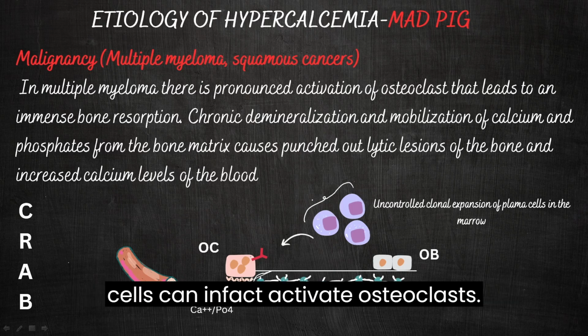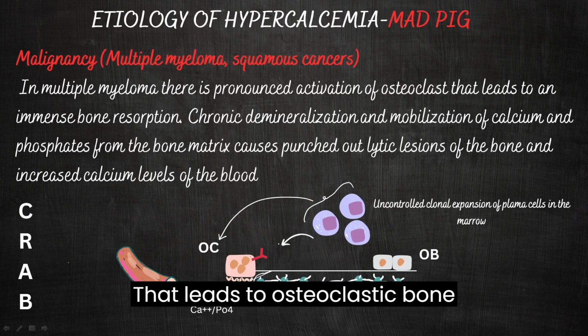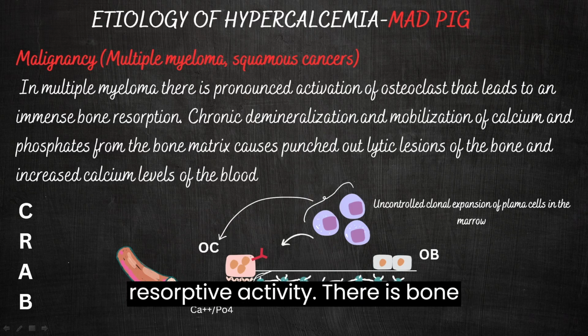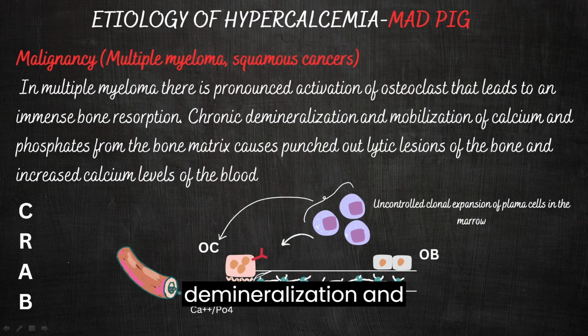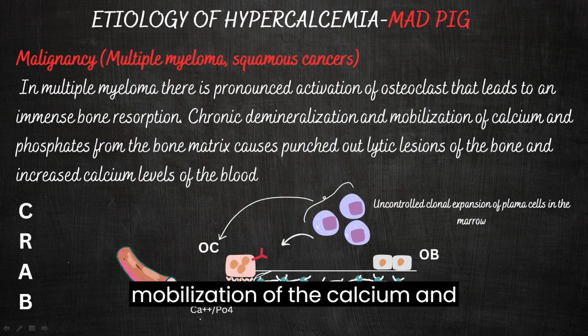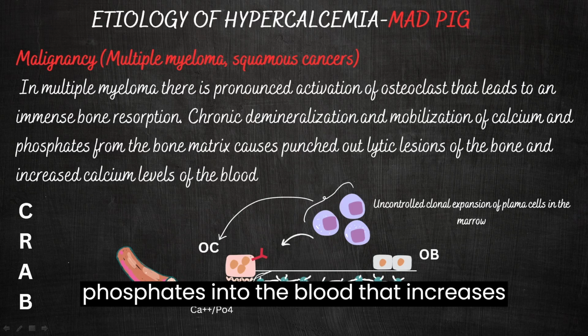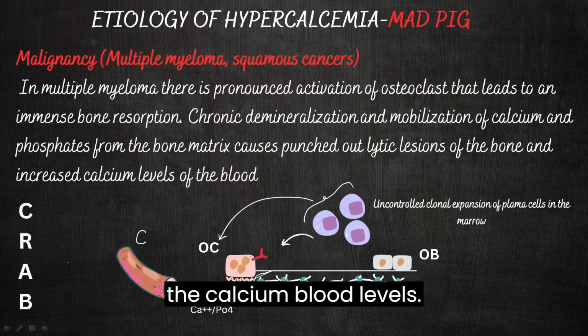These plasma cells can in fact activate osteoclasts. That leads to osteoclastic bone resorptive activity. There's bone demineralization and mobilization of the calciums and phosphates into the blood that increases the calcium blood levels.